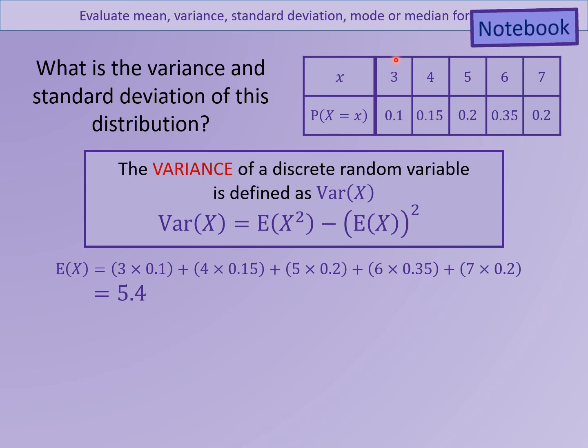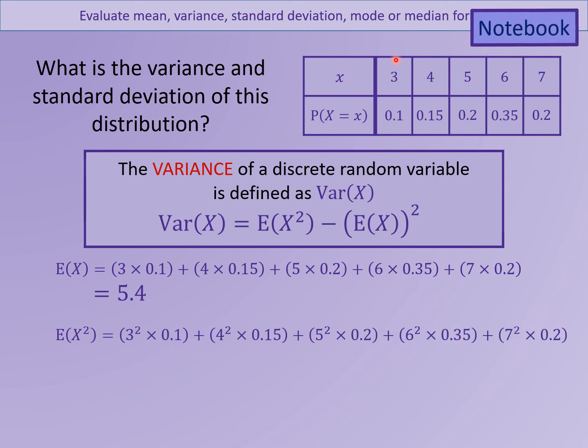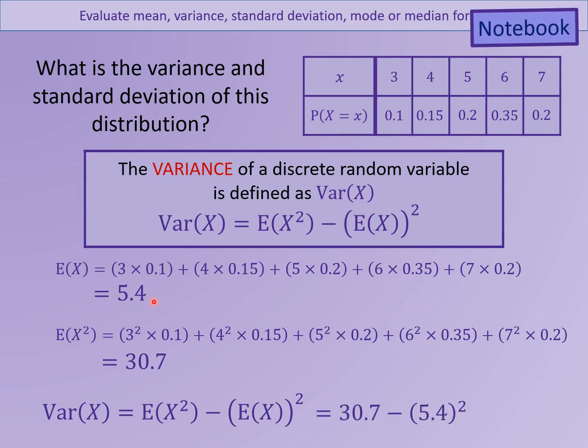Then to find E(X squared), we're going to square each of the x values first and multiply them by the probability. So 3 squared times 0.1, 4 squared times 0.15, 5 squared times 0.2, and so on. Add those values, 30.7. And then finally, we're going to do the expected value of X squared minus the expected value of X all squared. So 30.7 minus 5.4 squared gives us a variance of 1.54.